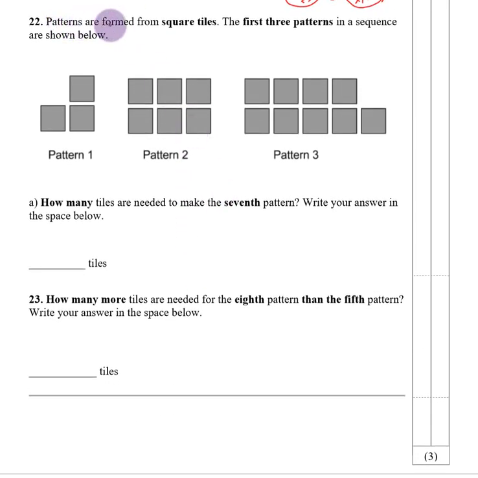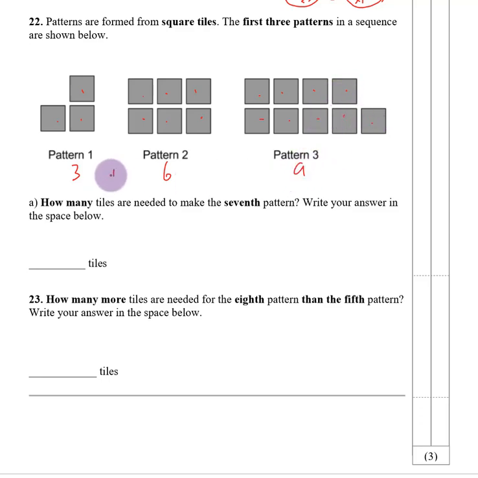Number 22, patterns are formed from square tiles. The first 3 patterns in a sequence are shown below. How many tiles are needed to make the 7th pattern? So in pattern 1, we've got 1, 2, 3. Pattern 2, we've got 1, 2, 3, 4, 5, 6. Pattern 3, we've got 1, 2, 3, 4, 5, 6, 7, 8, 9.